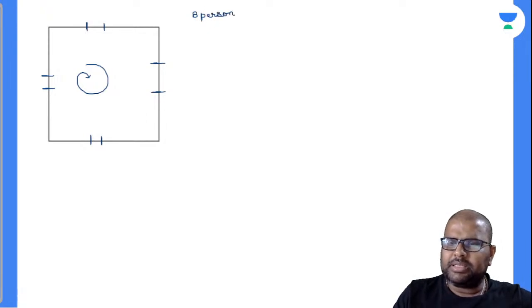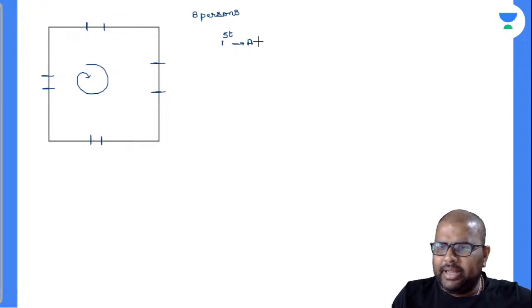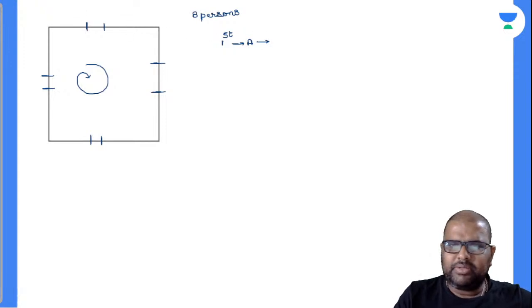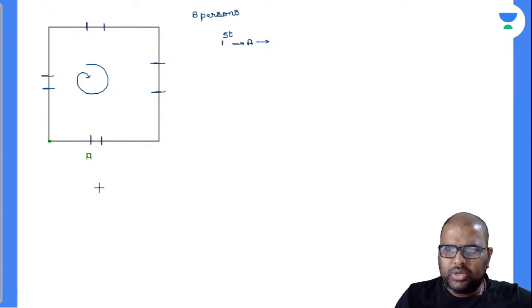Now the first person, let us suppose I'll call him A, can be seated on the square table in how many ways? Can anybody identify this? Now observe closely. I'll keep A here. This is the end point, right? So left of A, how many persons are there? 0. Right of A, how many persons are there? 1. Am I right or wrong?